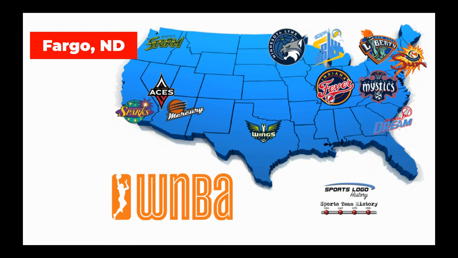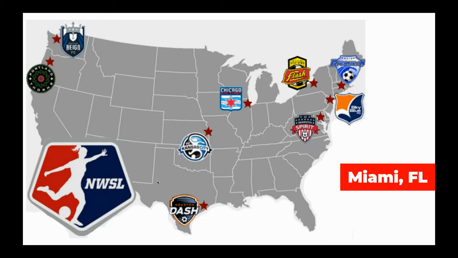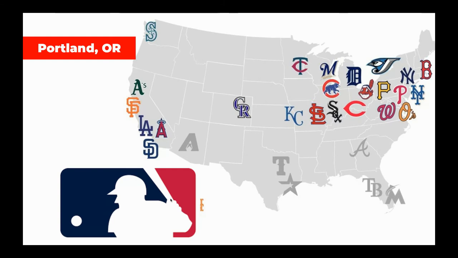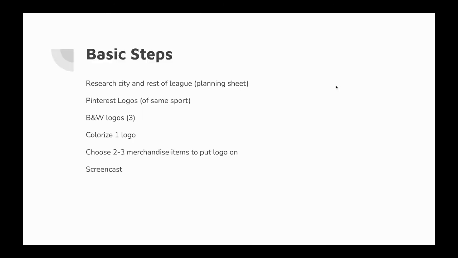You're going to be creating a new team in Fargo, North Dakota. That's up here. Or you're going to add an expansion team to the NFL, the National Football League, in Anchorage, Alaska. Have the National Women's Soccer League, new team in Miami, Florida. A new Major League Baseball expansion team in Portland, Oregon. Or you're going to choose Halifax, Nova Scotia, Canada, and it's going to be a National Hockey League team. So you are going to choose one of those 5 sports to create a logo.